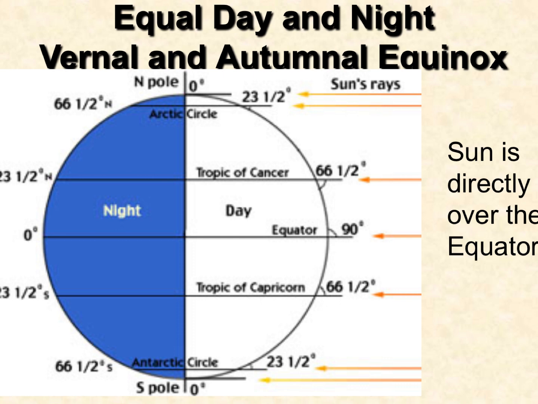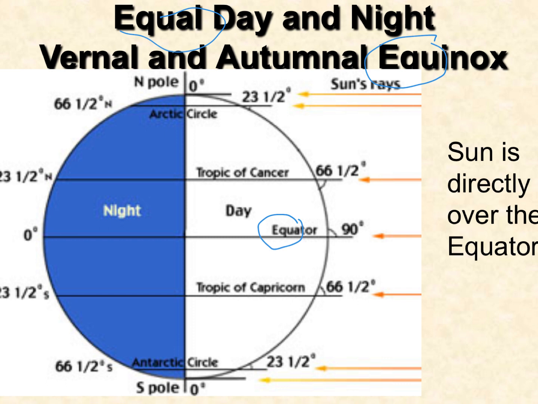Equinox literally means equal night. The vernal equinox is the first day of spring, and the autumnal equinox is the first day of fall. Remember, Earth is tilted, but to the side, neither toward or away from the sun, so every place on Earth gets exactly 12 hours of daylight and 12 hours of darkness on the equinoxes. The sun lies directly over the equator. Equinox, equator, and equal day and night.